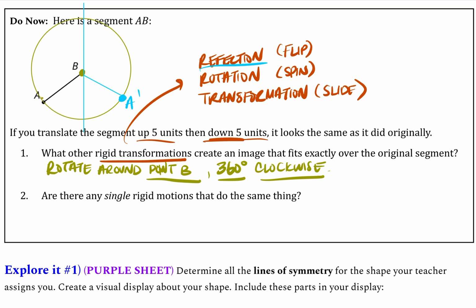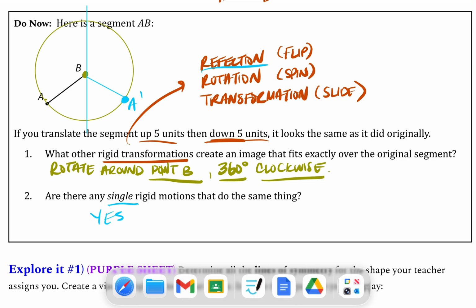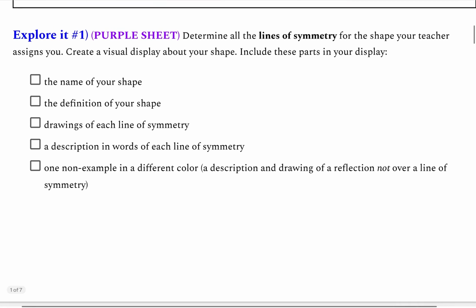Okay, number 2. You might have a different answer. That's fine. These are some examples. Number 2, are there any single rigid motions that do the same thing? Is there any one reflection, rotation, translation that does the same thing? Yes. It's a weird question. Check the key if you want more answers.